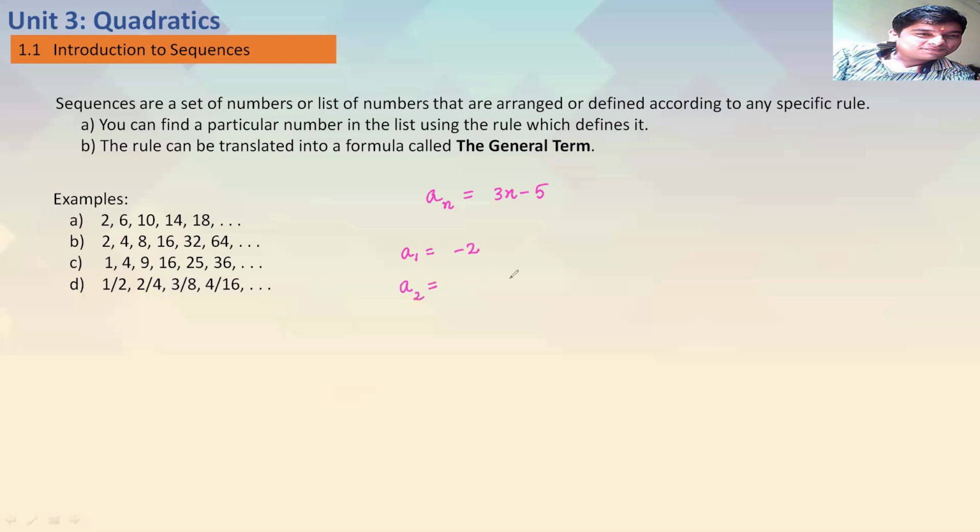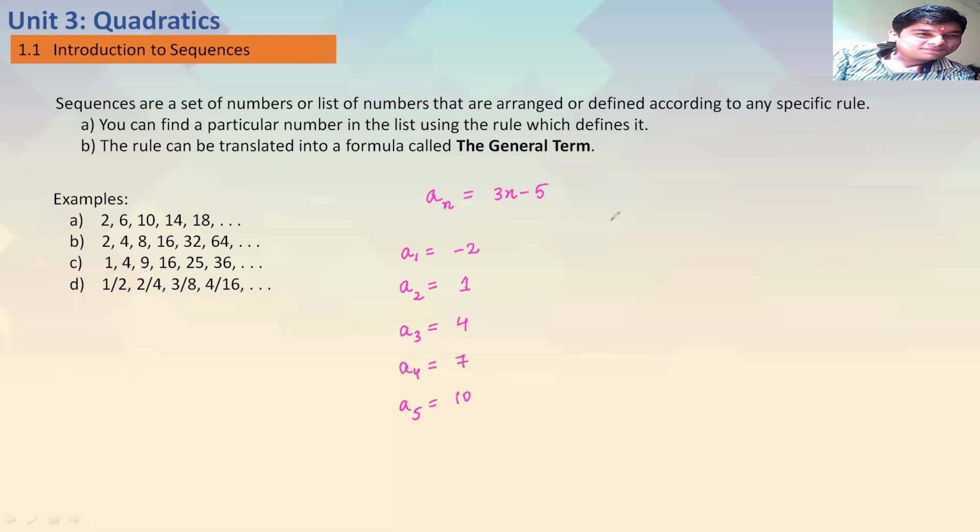What will be term two? One. Yeah, absolutely. It is going to be one. Term three? Four. Absolutely. Term four? Seven. Yeah. Christian, term five? 10. Yeah, 10. So you're getting a sequence. What is the sequence like?